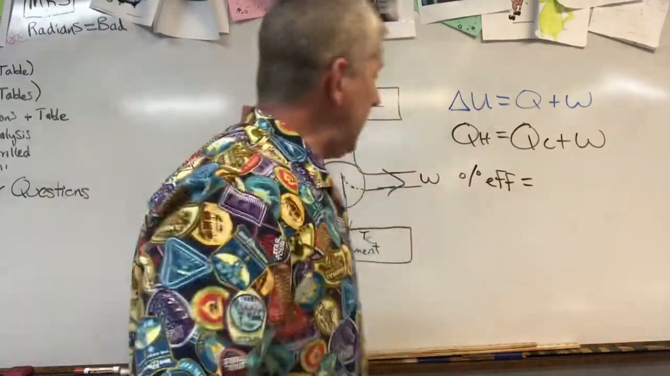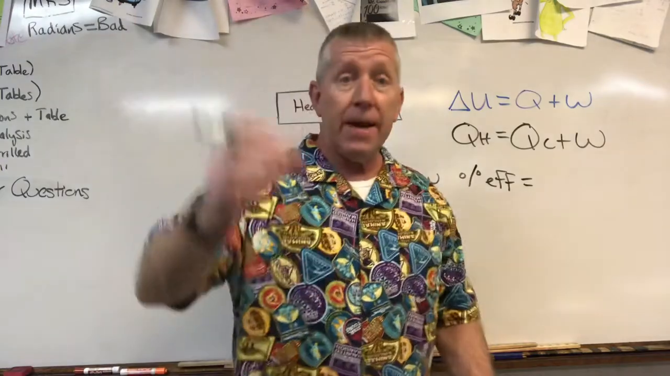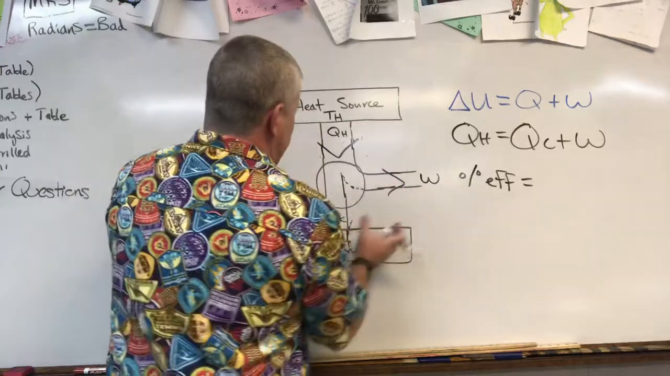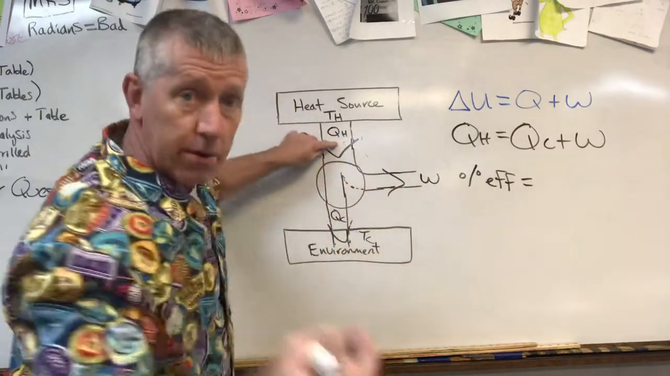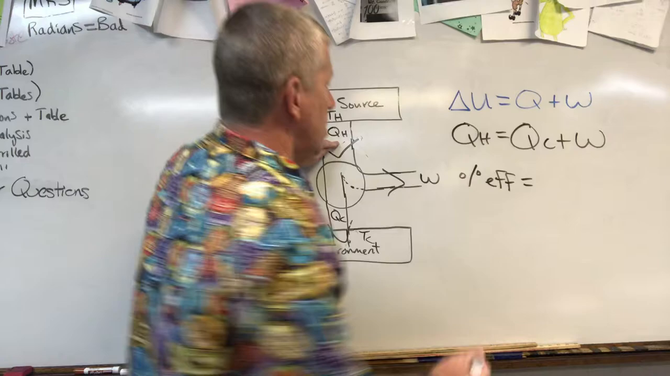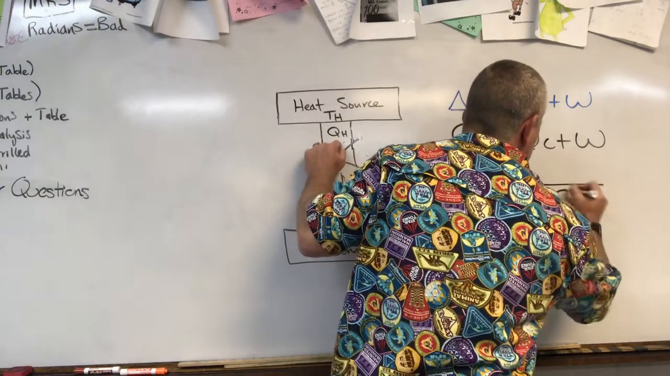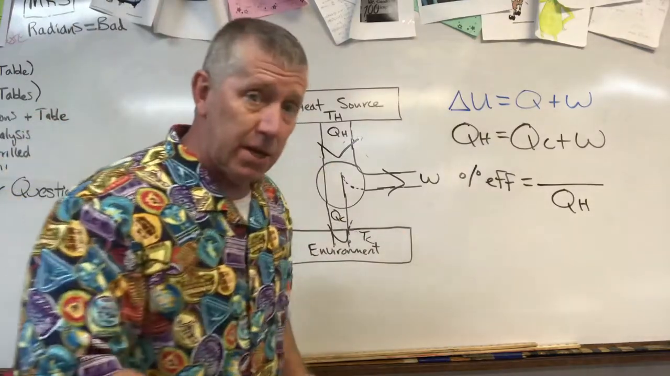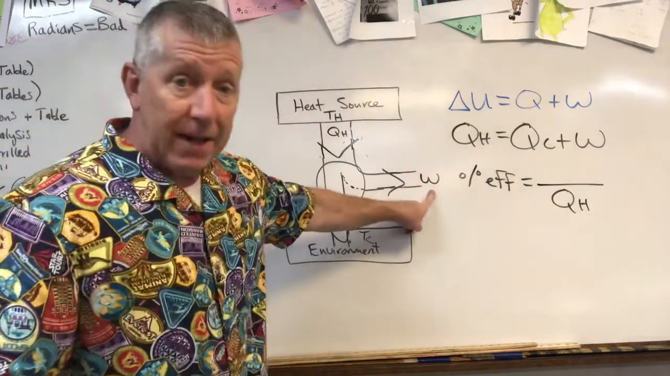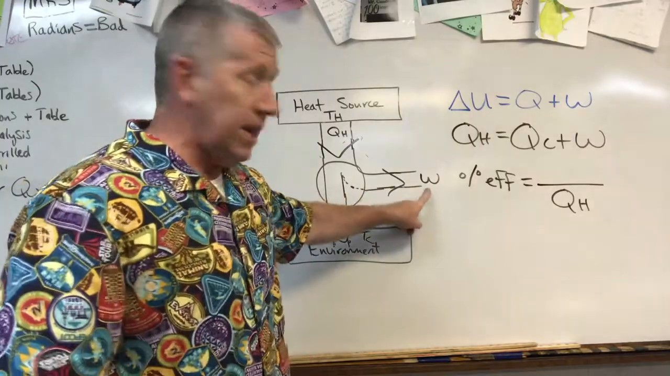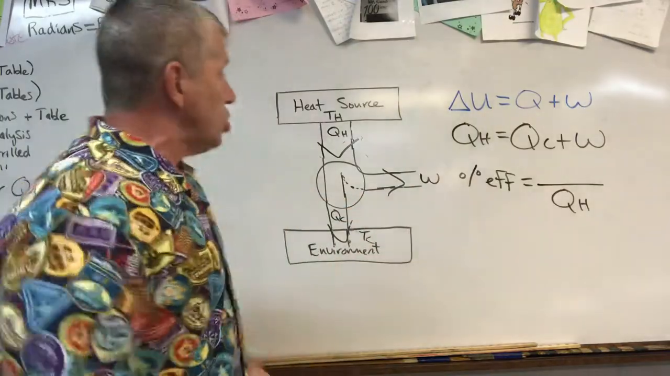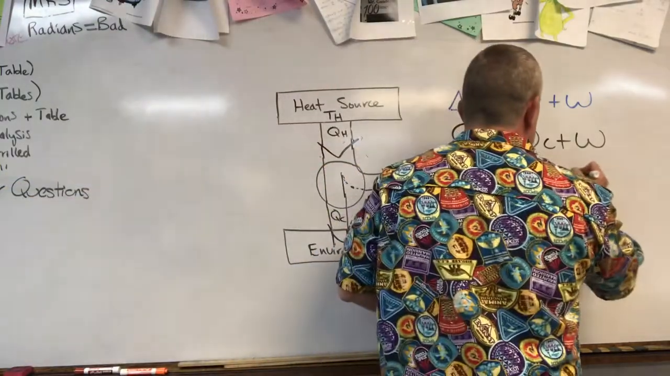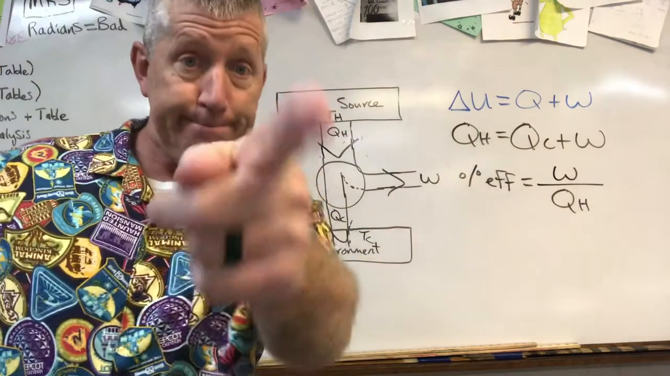Any percent can be taken as you always divide partial divided by whole. When it comes to a heat engine, whole is your total amount of energy, so your total amount of energy is QH. Partial, what you're trying to get out of it, is going to be the W. That's the percentage that you're looking for to do some useful work. So partial divided by whole gives me a percentage of efficiency.